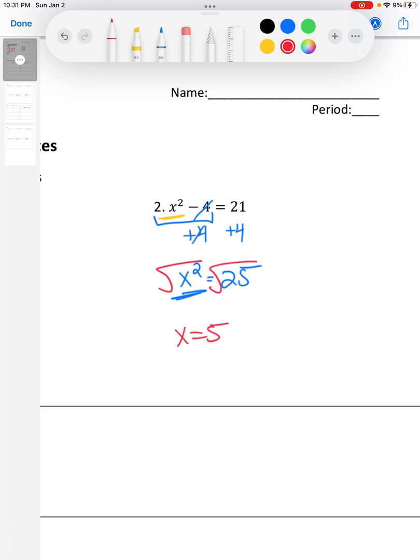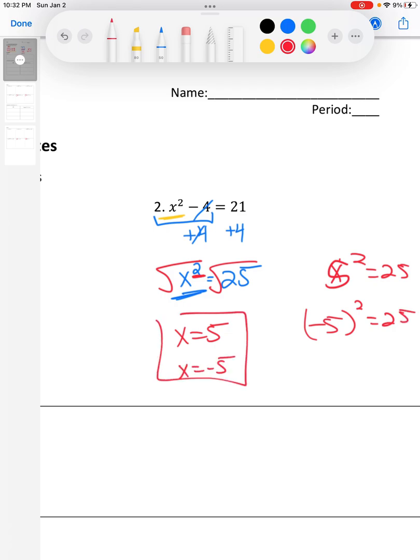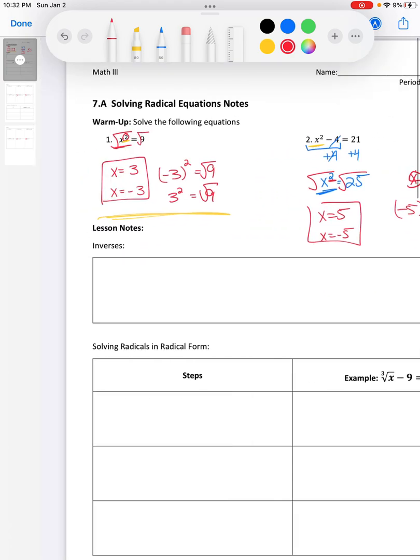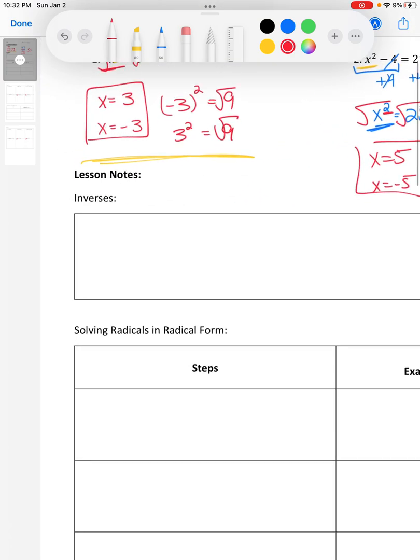Does it only equal 5? No, because when we square something, 5 squared equals 25, and negative 5 squared equals 25. So our other solution is negative 5. Okay? So that's what this part was talking about, is inverses.